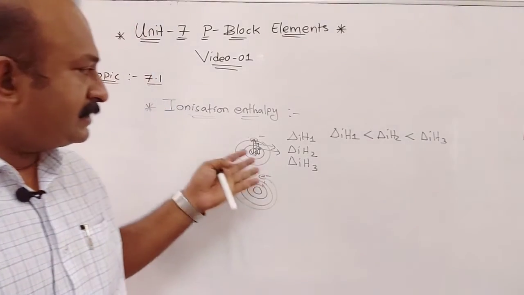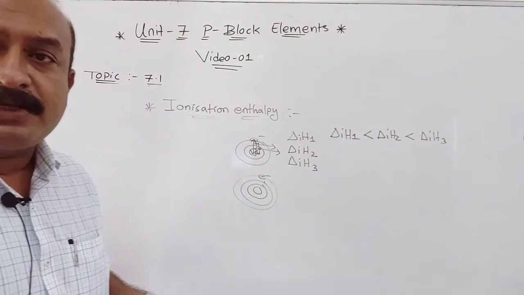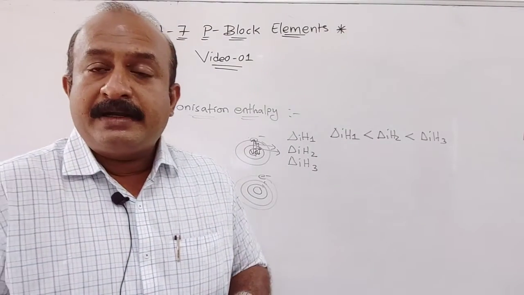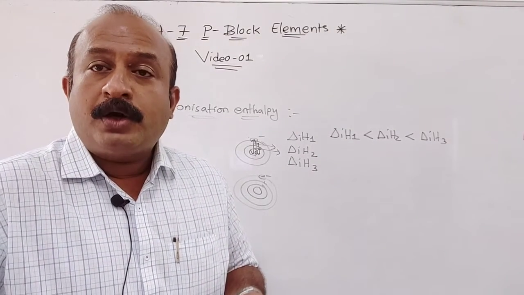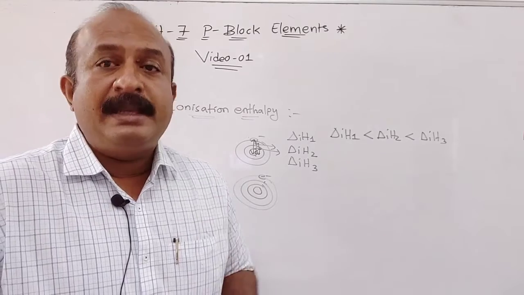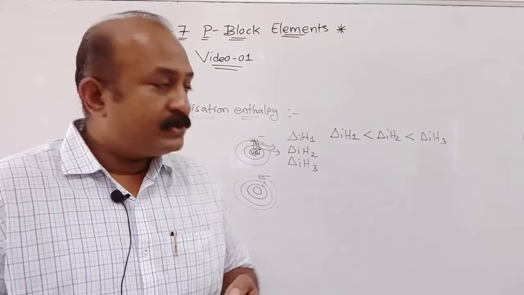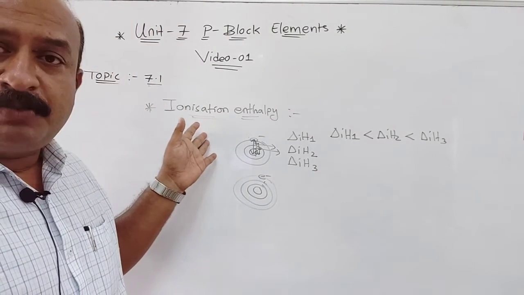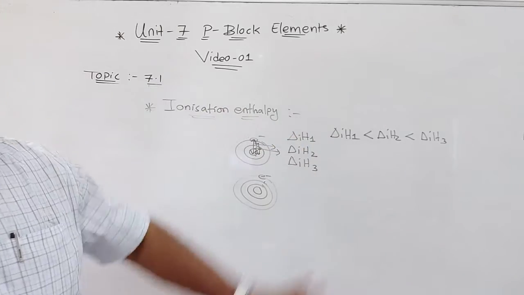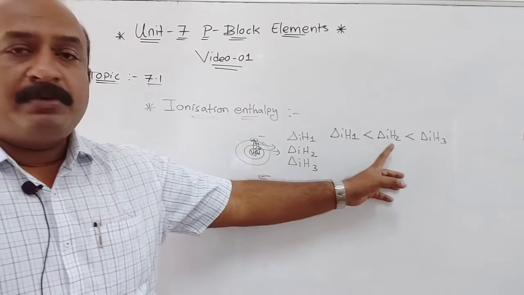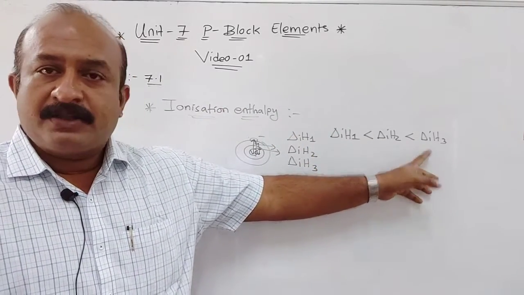Understood or not? So when we talk about metals, metals have a tendency to lose electrons, and non-metals have a tendency to gain electrons. I think you understood ionization enthalpy. Always remember this order: first ionization enthalpy will be less than second, and less than third.